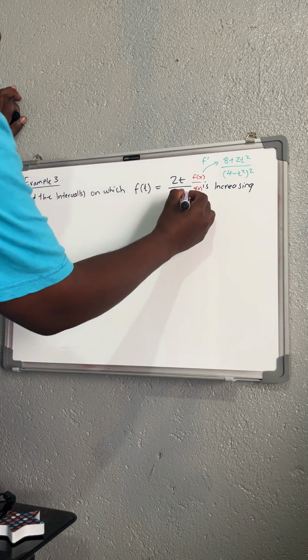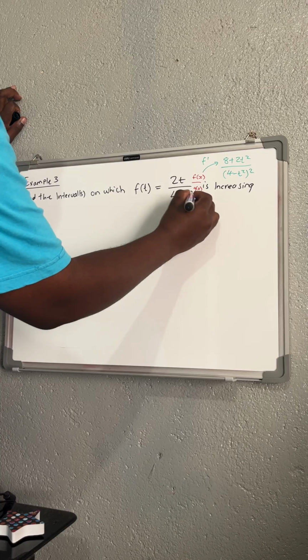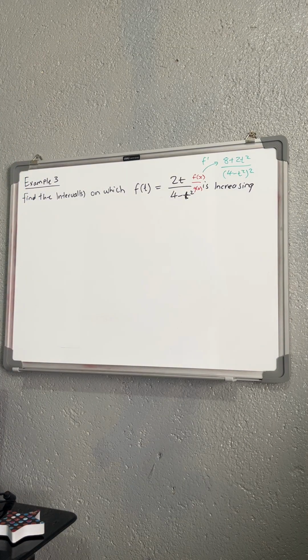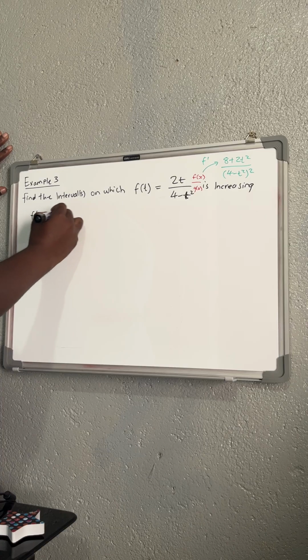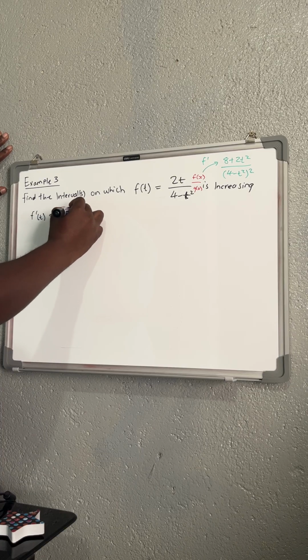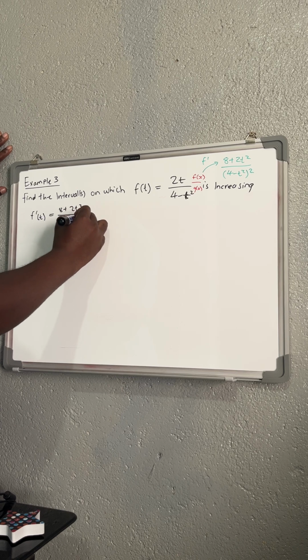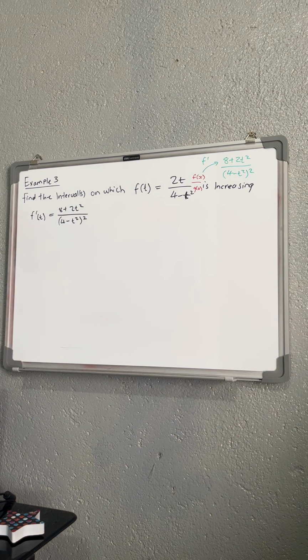So yeah, we're having t squared. So we basically found the derivative of this one. Now you remember, after finding your derivative, you have to equate the derivative to 0. But now what do we have? We have a fraction. Let me just write it here. We have 8 plus your 2t squared over your 4 minus your t squared all squared.